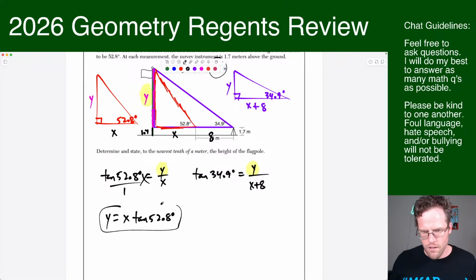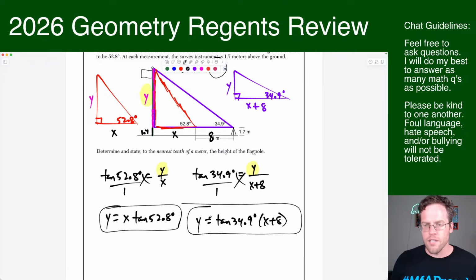So here's equation 1. And then this gives us, if I cross multiply, y equals tangent of 34.9 degrees times x plus 8. So I get these two equations. Now I'm going to graph both of them and see where they intersect. And the point of intersection is going to tell me what y is.